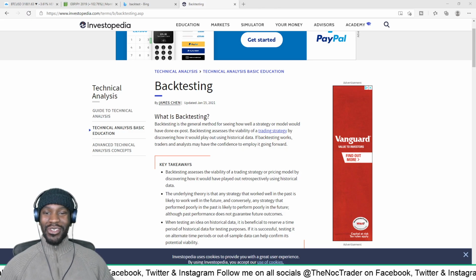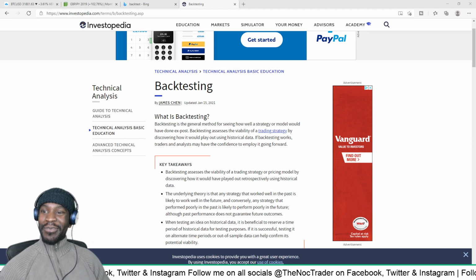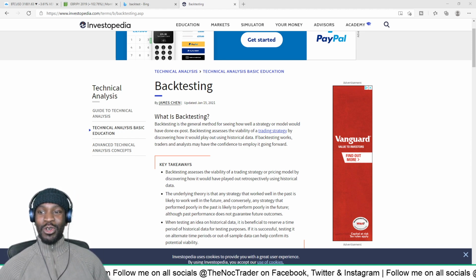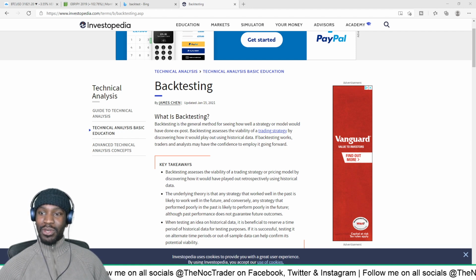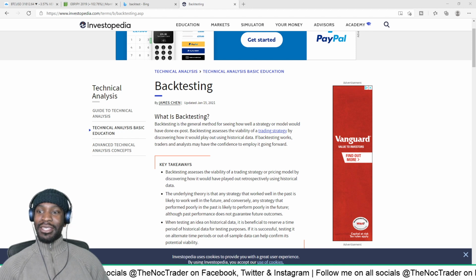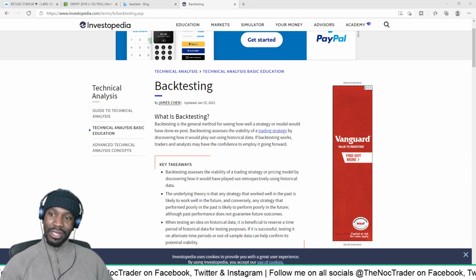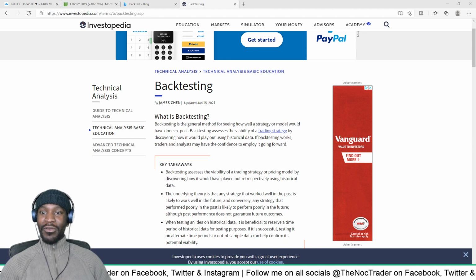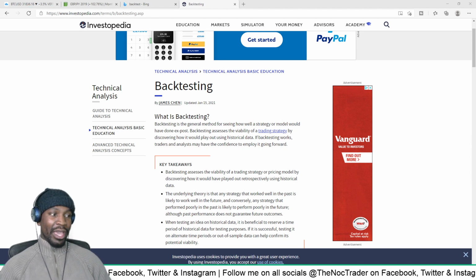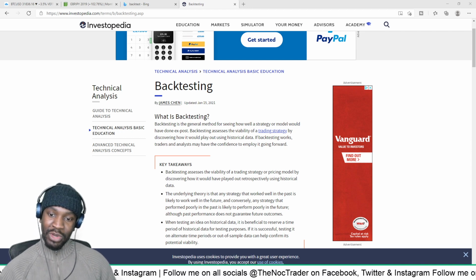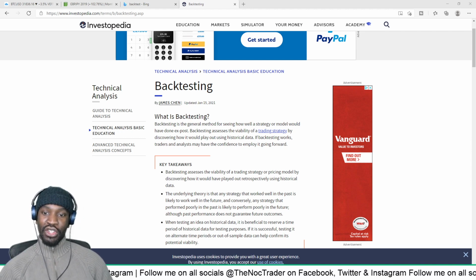So rather than me butchering the definition myself, let's go to the trusted Investopedia. Backtesting is the general method for seeing how well a strategy or model would have done ex post. Backtesting assesses the viability of a trading strategy by delivering how it would play out using historical data. If backtesting works, traders and analysts may have the confidence to employ it going forward. It just kind of goes on to what I was saying.